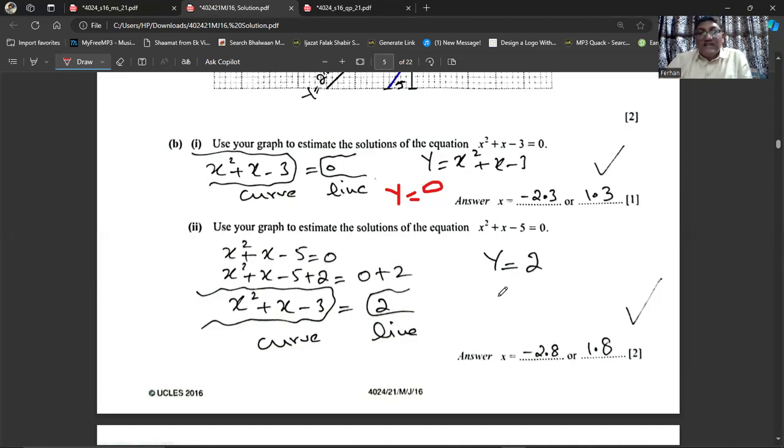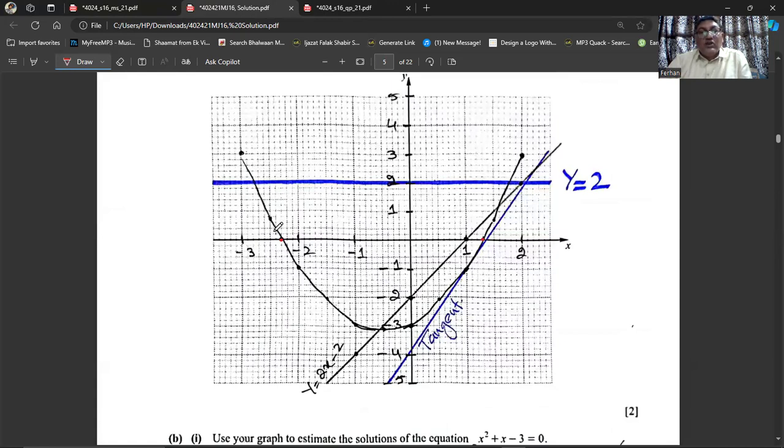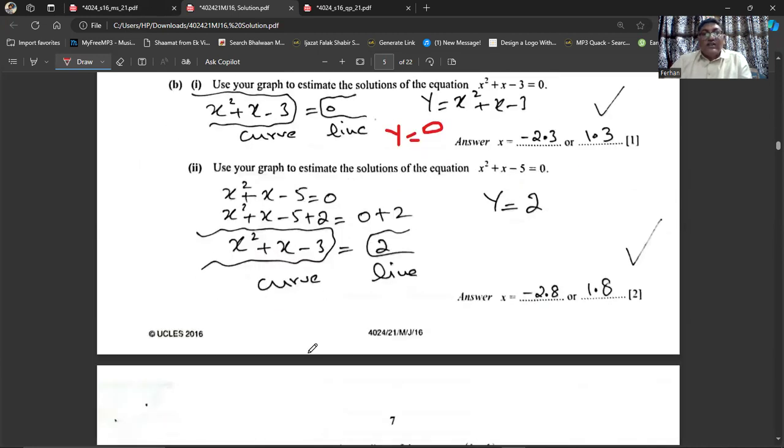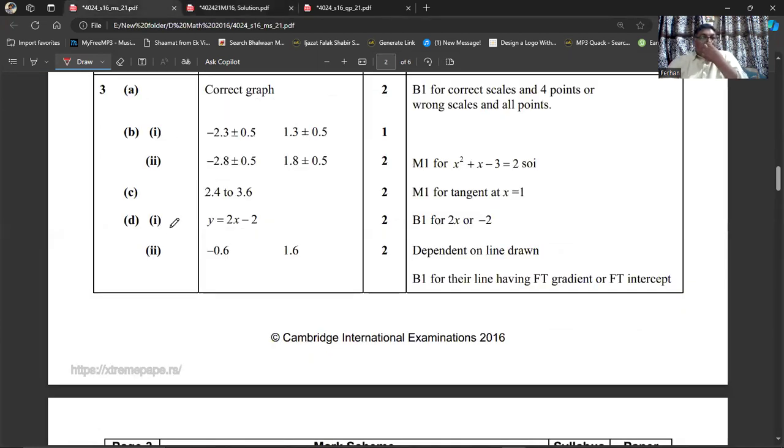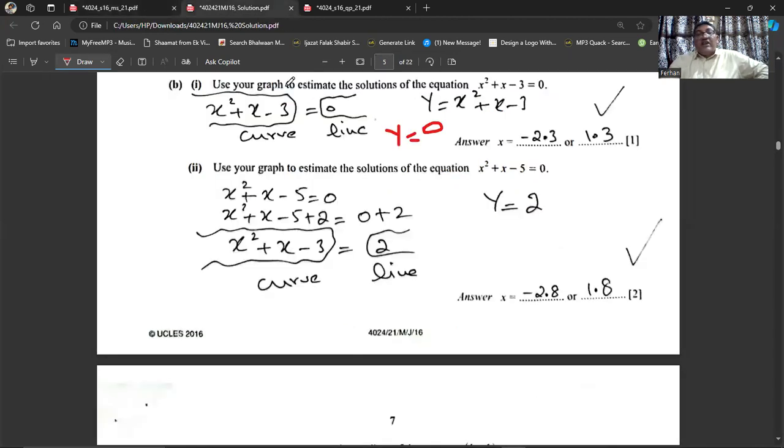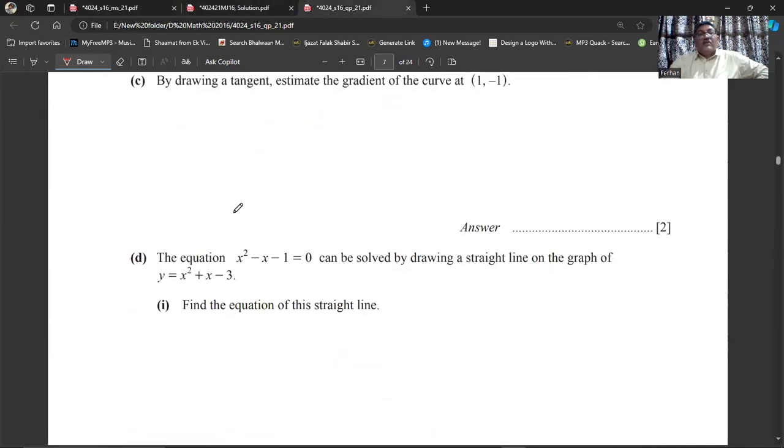So then I will draw this line y equals 2. You can see here, this blue line is y equals 2. Once you have drawn this line, wherever it intersects your graph, we will check what is the value of x there. It cuts your graph at -2.8, I think, and this one is 1.8 something. So -2.8 and 1.8 is the answer. So our answer is in that range. So our answer is right. Okay, so we are going to the next part.